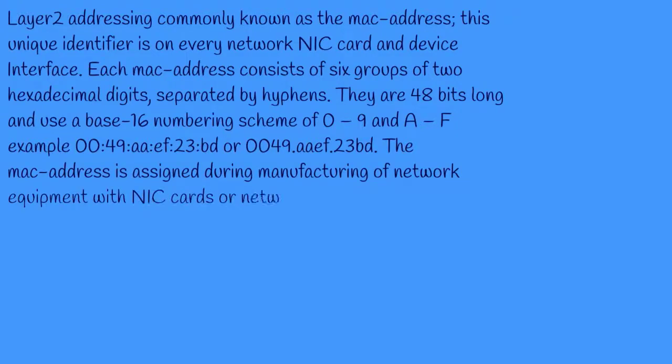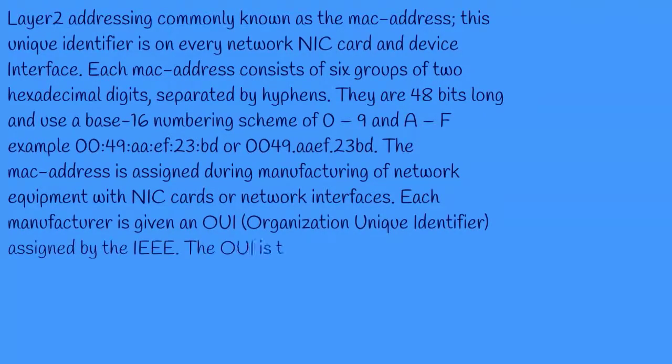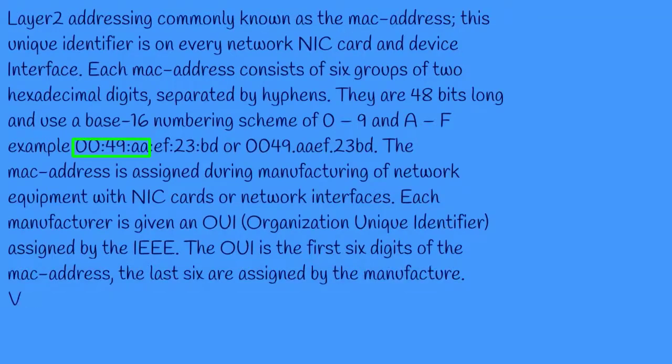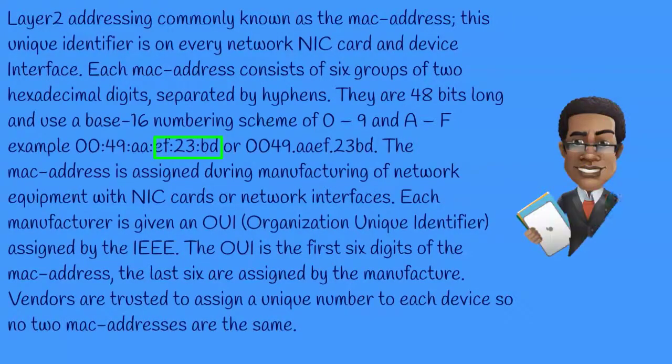The MAC address is assigned during manufacturing of network equipment with NIC cards or network interfaces. Each manufacturer is given an OUI, Organizationally Unique Identifier, assigned by the IEEE. The OUI is the first 6 digits of the MAC address. The last 6 are assigned by the manufacturer. Vendors are trusted to assign a unique number to each device, so no 2 MAC addresses are the same.